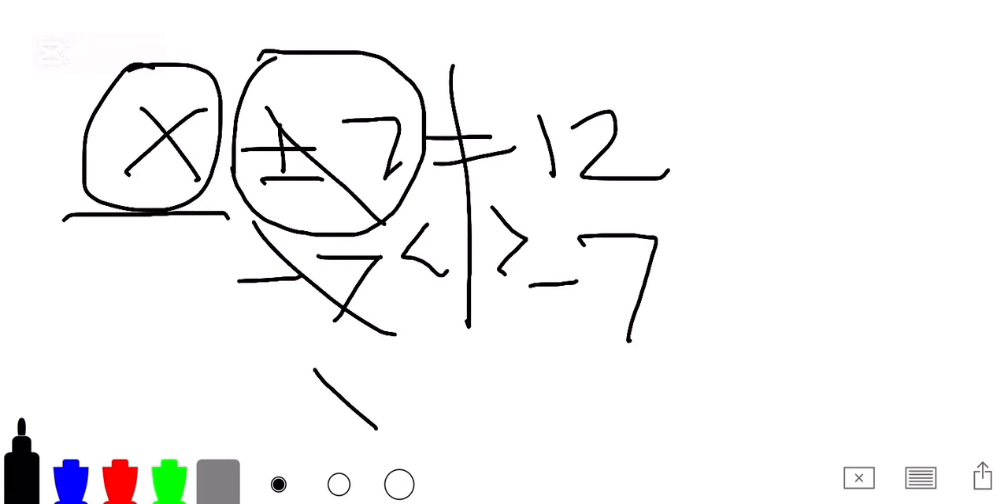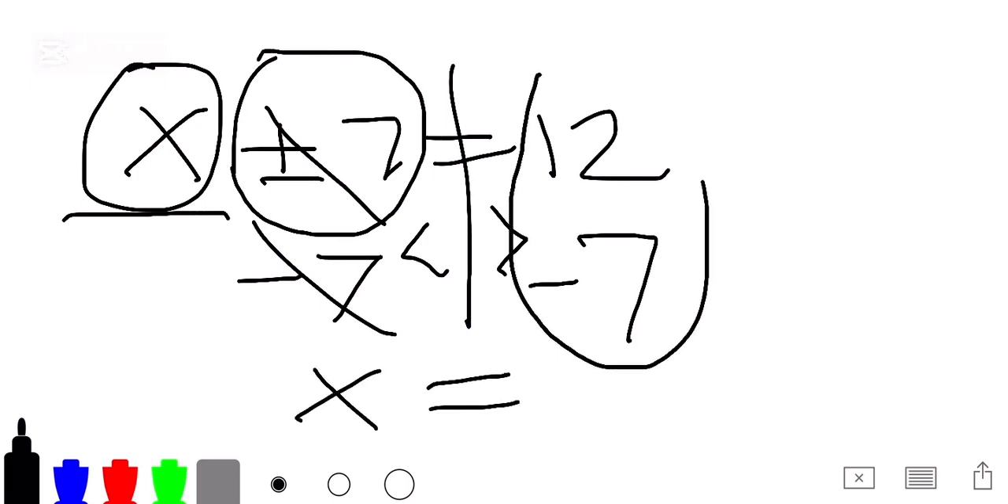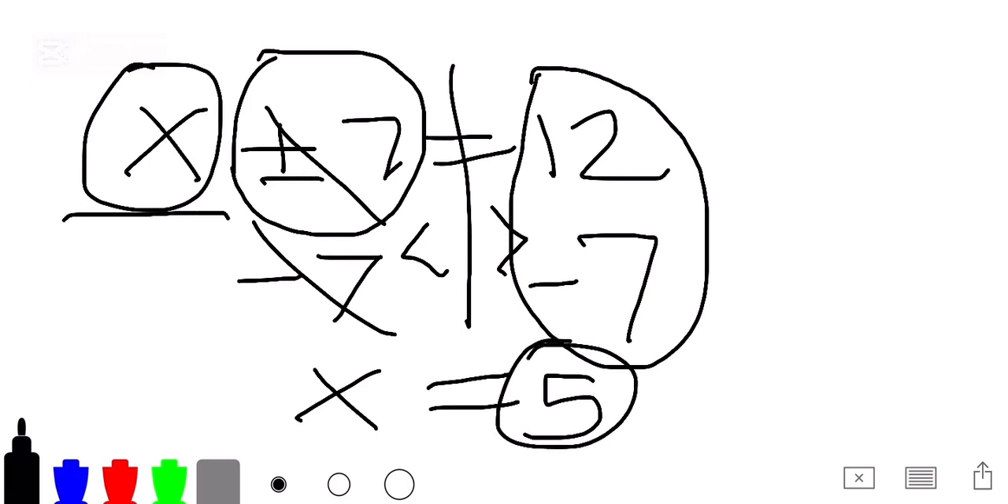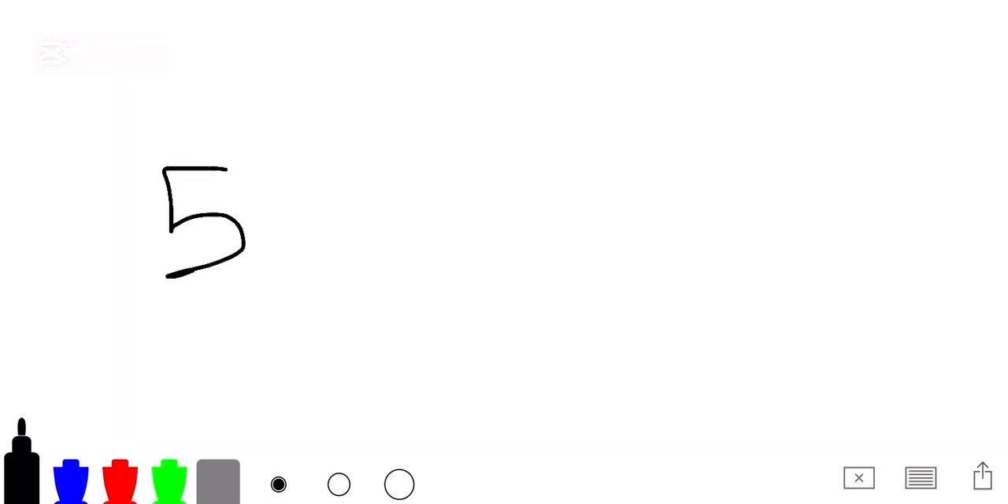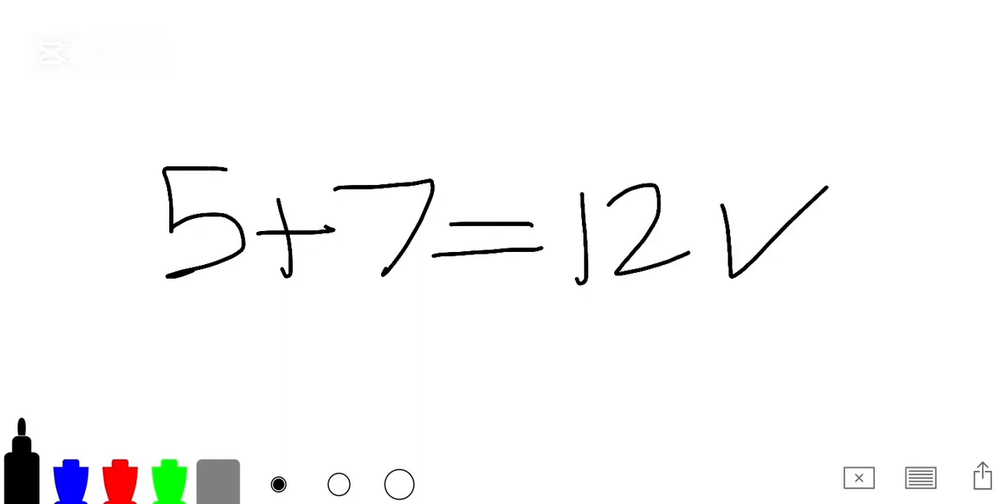And so what we're left with is x equals whatever the product of this side is. So 12 minus 7 is 5. So x equals 5. And we can always double check by plugging this in with the original one. So 5 plus 7, that equals 12. So that checks out.